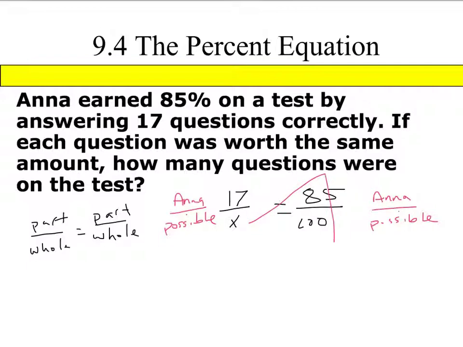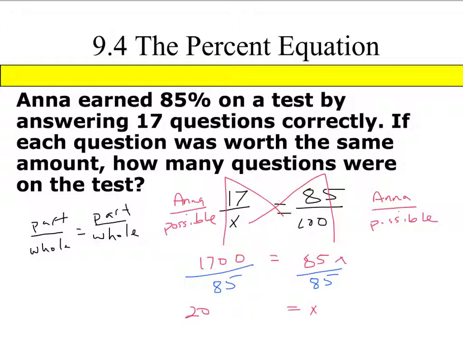So I'm going to cross multiply, and I get 85x. On the other side, I have 1,700. Set them equal to each other. What do I do from here? Divide by 85 on both sides, and I get x is equal to 20. However, it asks how many questions were on the test. It's going to be 20 questions.